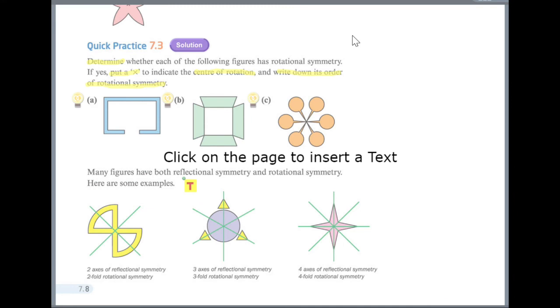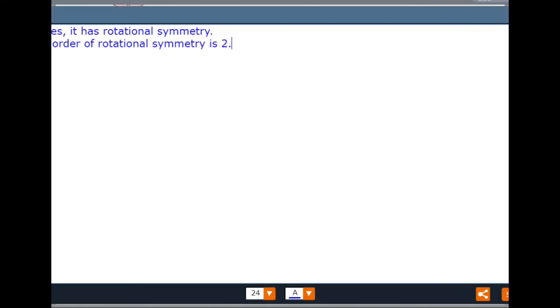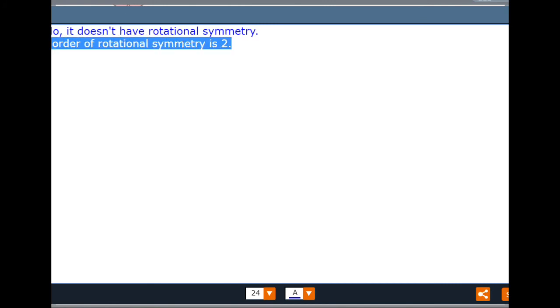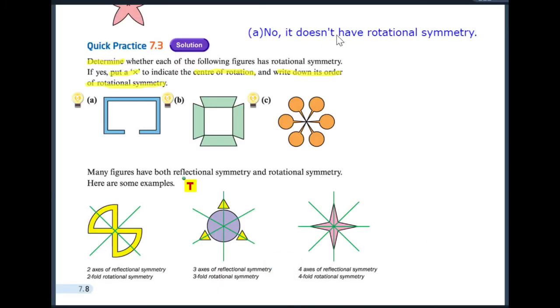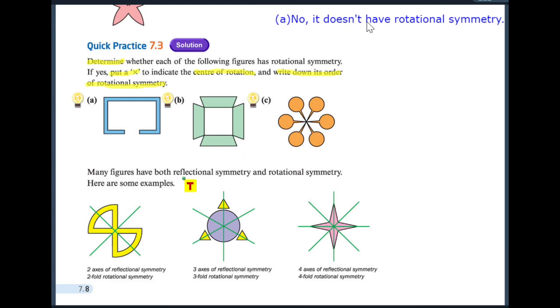Okay, insert the words. Yes, it has rotational symmetry. Of course not. This time is no. It doesn't have rotational symmetry. And of course, you say no, so don't have anything about the orders.